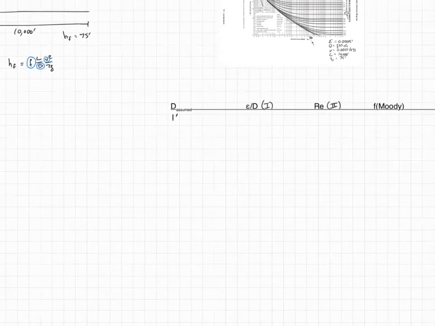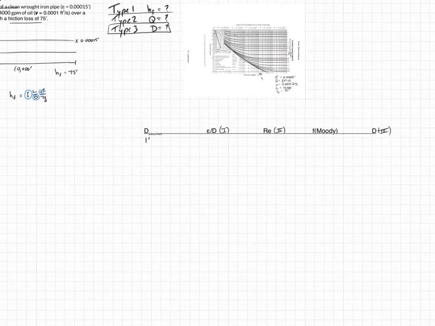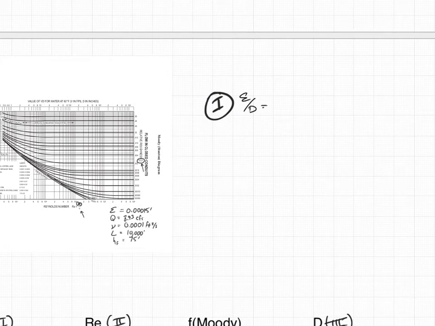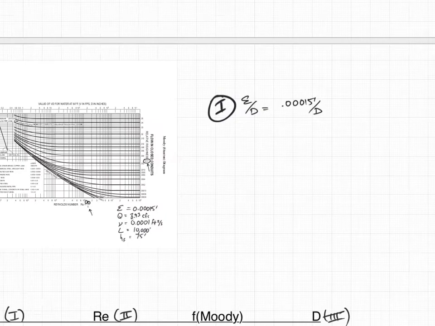I've already assumed a diameter. I don't even have to know anything about the problem. I'm just going to assume one. And then if I know the diameter, I need an equation to get epsilon over D. Well, that's pretty straightforward. The equation is epsilon over D. So that's equation 1. The relative roughness is basically, let's zoom in over here. So equation 1 is that epsilon on D equals 0.00015 feet divided by D. That's equation 1. Cool.